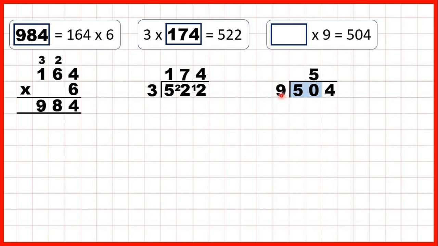5 times 9 is 45, but then from 45 we need 5 more to get to 50. 5 times 9 is 45, plus 5 is 50. So now we have 54 divided by 9. That's exactly 6, because 6 times 9 is 54. So our missing number is 56.